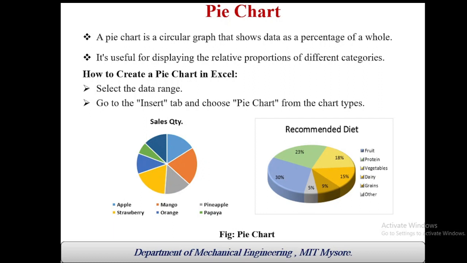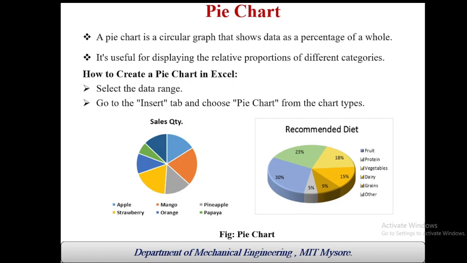So how to create a pie chart in Excel? Same. Select the data range first, go for the insert tab, choose pie chart from the chart types. We have different chart types. We have already learned the column chart. We are going to learn the concept with respect to the pie chart. We are going to learn the concept with respect to the line chart, the Gantt chart, the different types of charts as well.